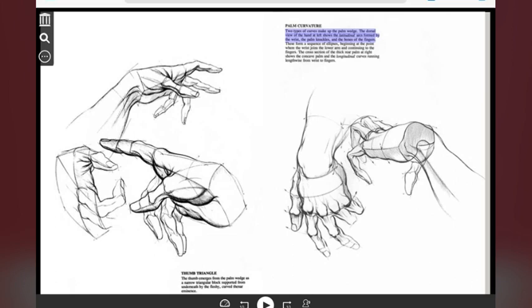Two types of curves make up the palm wedge. The dorsal view of the hand at left shows the attitudinal arcs formed by the wrist, the palm knuckles, and the bones of the fingers. These form a sequence of ellipses, beginning at the point where the wrist joins the lower arm and continuing to the fingers. The cross-section of the thick rear palm at right shows the concave palm and the longitudinal curves running lengthwise from wrist to fingers.